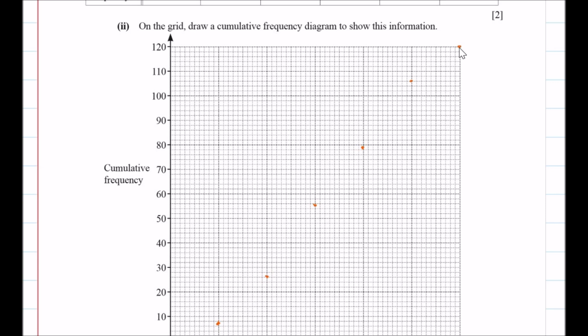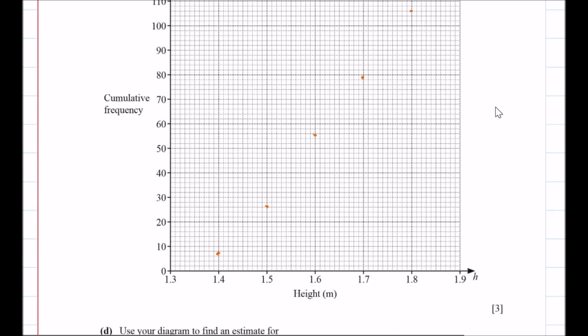Okay. Now we need to draw the curve freehand. We need to join the points freehand. So start from 0.